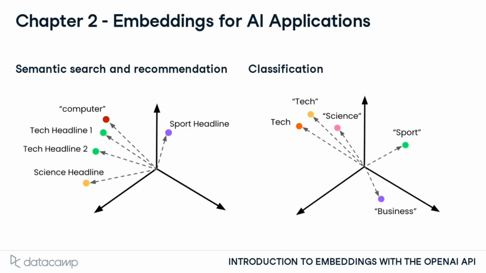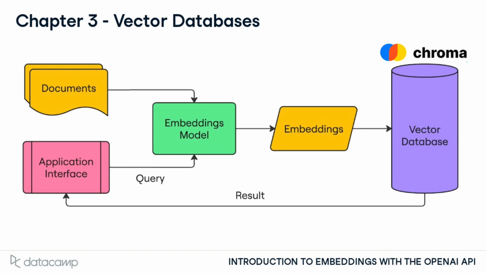In Chapter 2, you began using the OpenAI embedding model to enable real-world use cases, including semantic search and recommendation engines. You also saw how embeddings can be used for classification tasks, including sentiment analysis and categorization. Finally, in Chapter 3, you took a big step toward creating a production system by learning about vector databases. You learned how to use Chroma to embed, store, update, and query vectors in a more reproducible and efficient way.